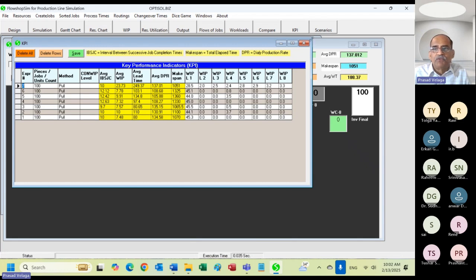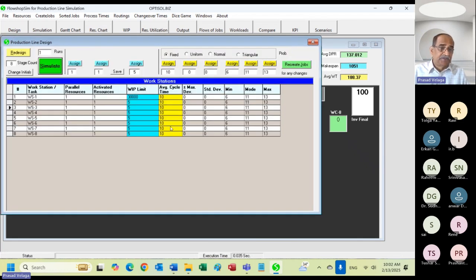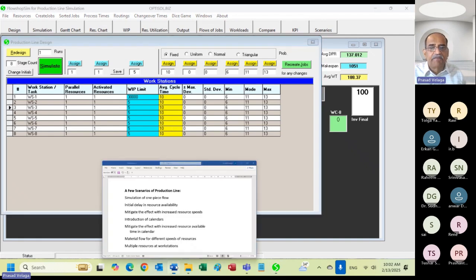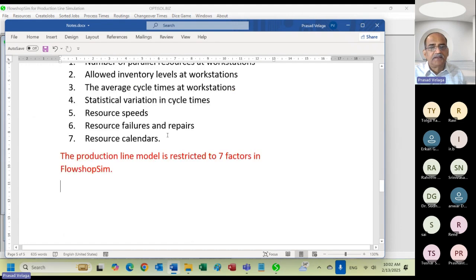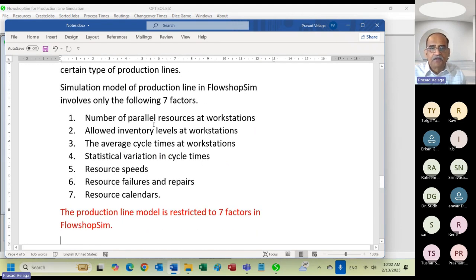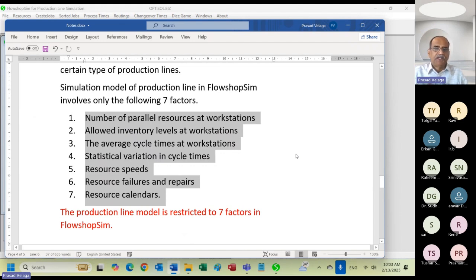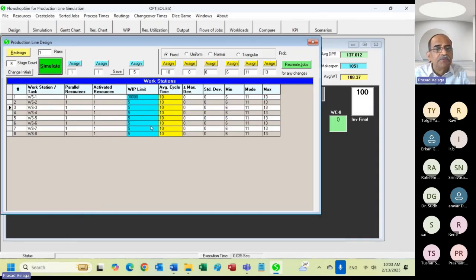So I would consider one. I'm just showing you different scenarios. You could consider any scenario involving these 7 factors. I consider simulation of material flow on a production line with respect to only these 7 factors. So this is the limitation of my simulation. I'm not considering the rejections, rework, and all right now. You could consider any model involving these 7 factors, but I'm showing you some of them now.